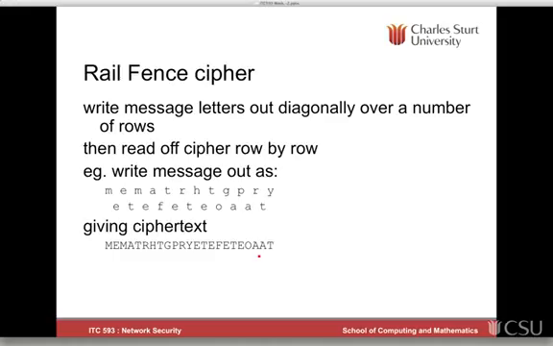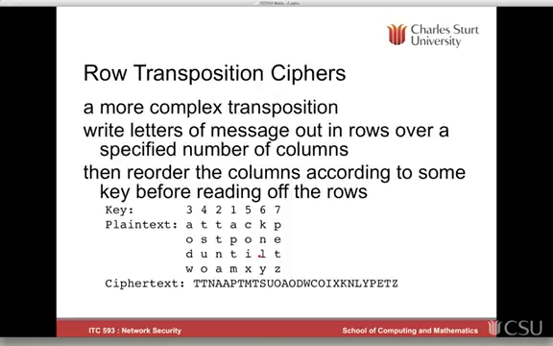With a rail fence of depth 2, the given ciphertext would be something like this, mentioned here. This sort of thing would be trivial to cryptanalyze. Another is the row transposition cipher.